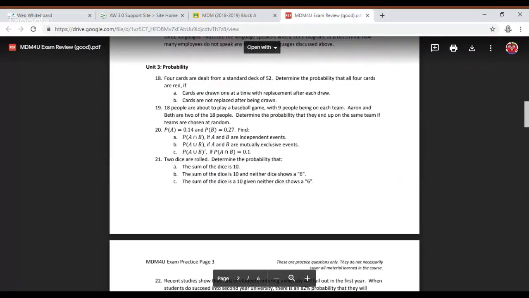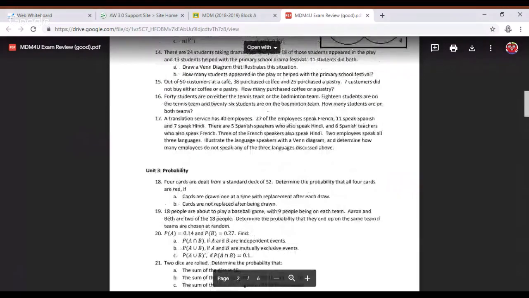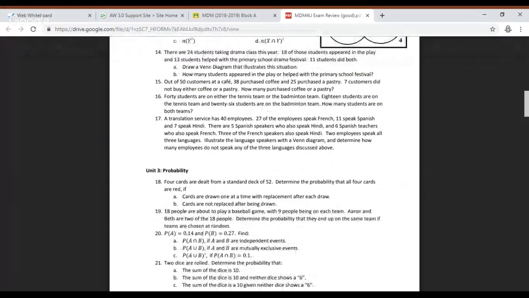Okay, so we have 40 employees, 27 speak French, 11 speak Spanish, 7 speak Hindi. There are 5 Spanish speakers who also speak Hindi, and 6 Spanish speakers who also speak French. 3 of the French speakers speak Hindi. 2 speak all 3 languages. Illustrate with a Venn diagram and determine how many people do not speak any.